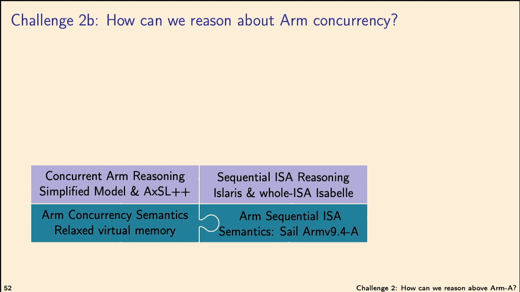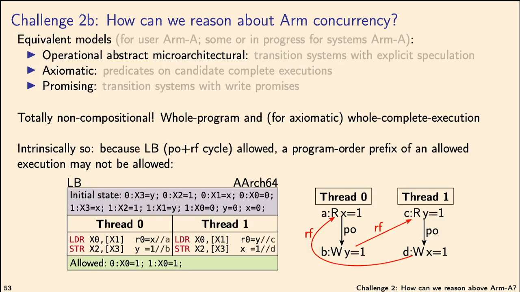Before we get to that, what about the concurrent part? Okay, so for ARM, we have models in these different styles: operational, axiomatic, promising, all good in their different ways, proved equivalent for some fragments. That's great. But the ARM architecture is hopelessly non-compositional. Just everything is totally global. These only define the semantics of whole programs, and for axiomatic models, kind of the others too, they only define the semantics of complete executions.